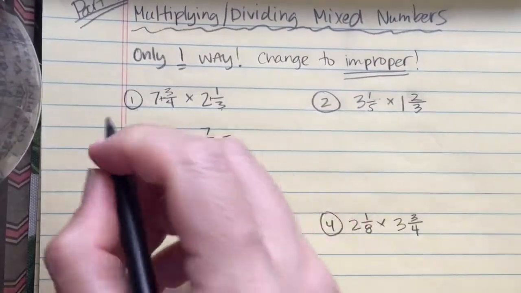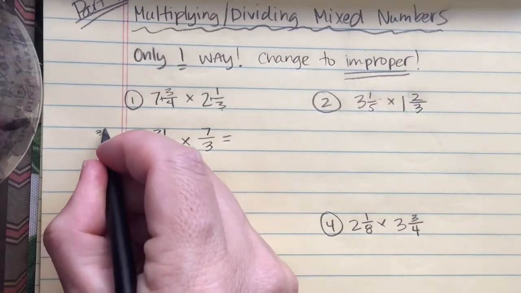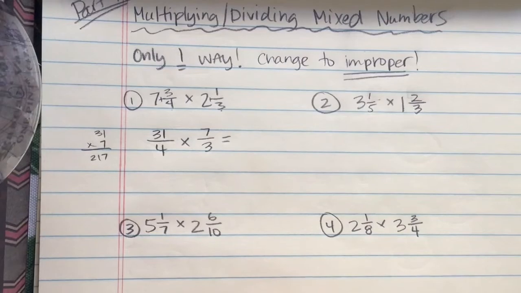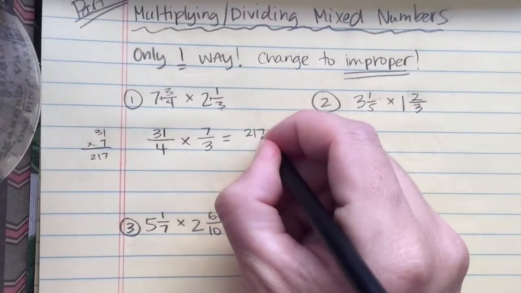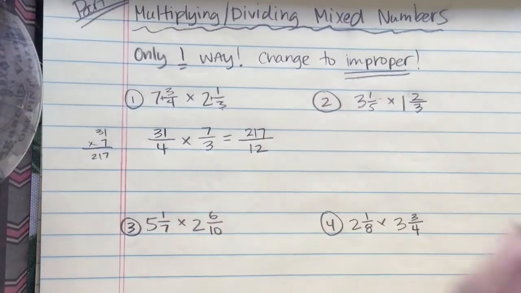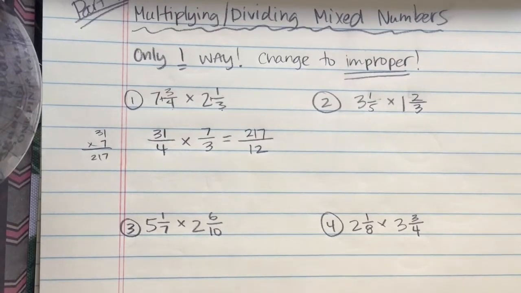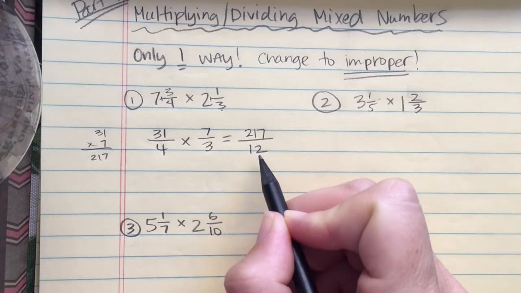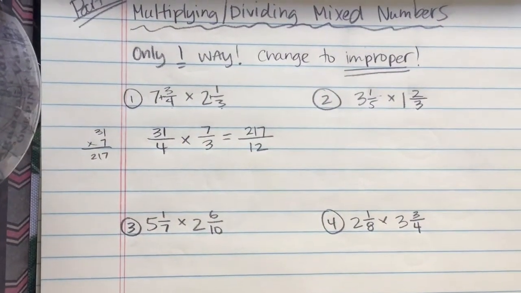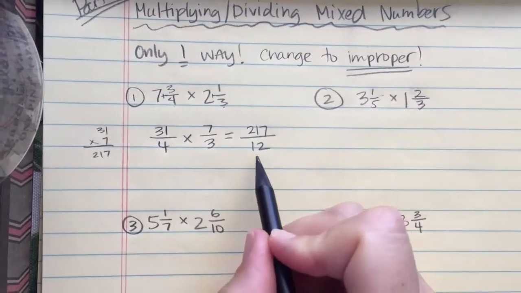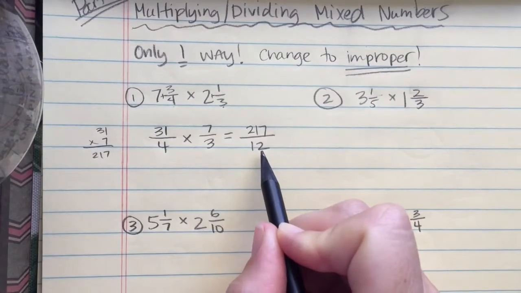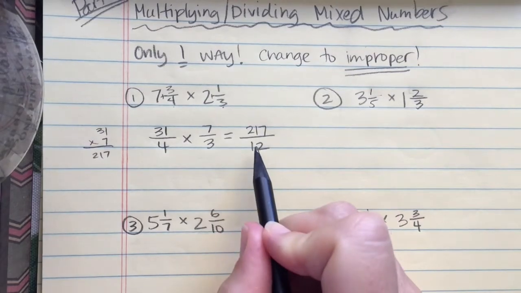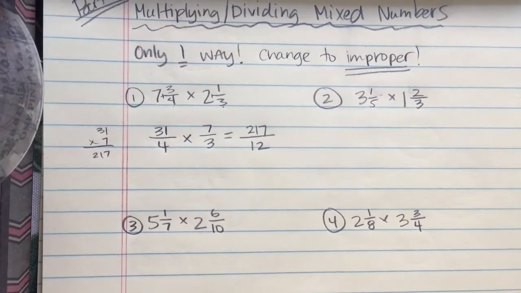Now 31 times 7, I'm just going to do that off to the side. Get 217. And bottom times bottom, that is 12. Okay, then we're going to need to change this into a mixed number. I gave you a hard one for the first one, didn't I? So go ahead and on your own see if you can figure out what is 12 into 217 and make this into a mixed number.